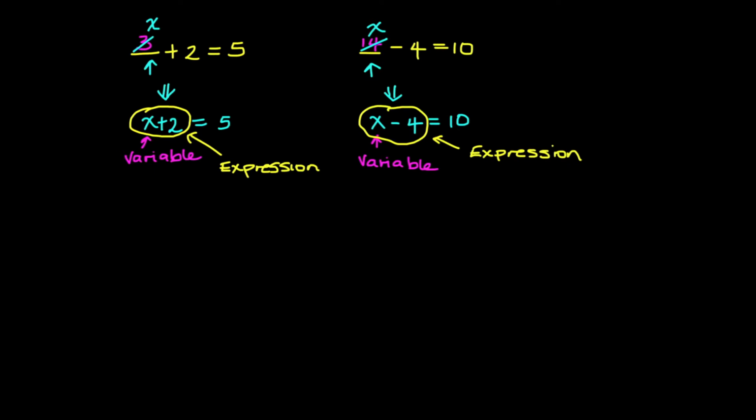And to define what an expression is, let's pull this down a little bit. So let's say we have x plus 2. An expression is something that is made up of 3 components. And those 3 components are one or more variables. In this case, we have the x. So this right here is your variable.